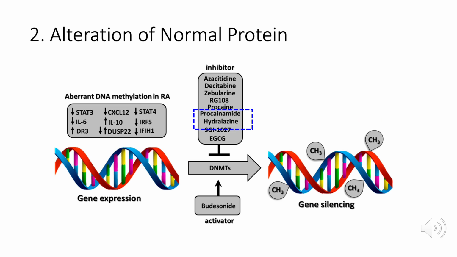Secondly, alteration of normal protein. Drugs can bind to normal proteins and make them immunogenic. For instance, procainamide may induce systemic lupus erythematosus in susceptible individuals. Other drugs such as hydralazine, quinidine, isoniazid may induce lupus erythematosus as well.